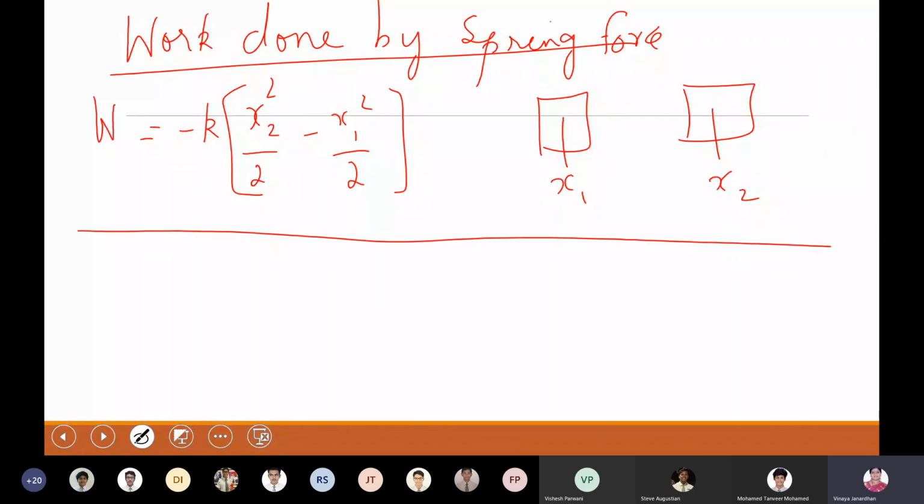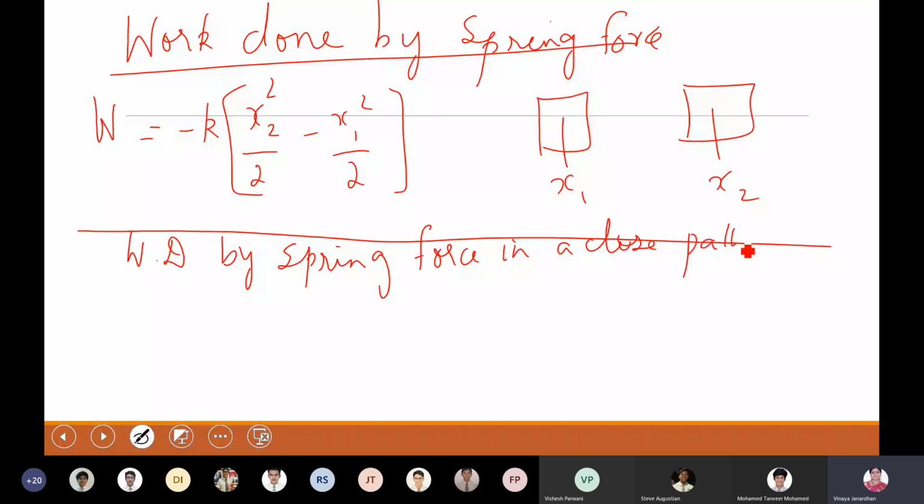Now we'll go for what is the work done by spring force in a closed path. In a closed path means it has to start from x1 and it has to come back. So initial position was x1. It moved from x1 to x2, and from x2 it is now moving back to x1, right? So now what happens to W?